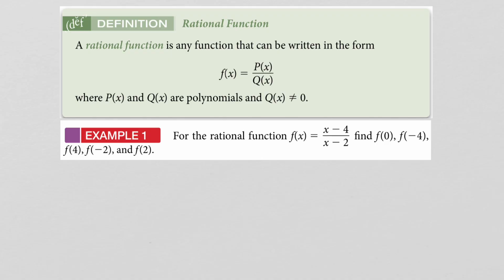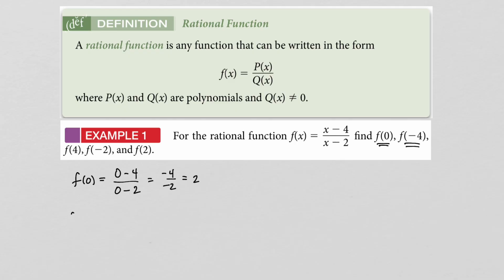So as an example, the function f of x equals x minus 4 over x minus 2 is a rational function because x minus 4 is a polynomial and x minus 2 is a polynomial. So let's go ahead and find some function values. First, let's find f of 0. Now remember, this just means plugging 0 in for the value for x. So that's going to give us 0 minus 4 divided by 0 minus 2, which is negative 4 divided by negative 2, which is positive 2.